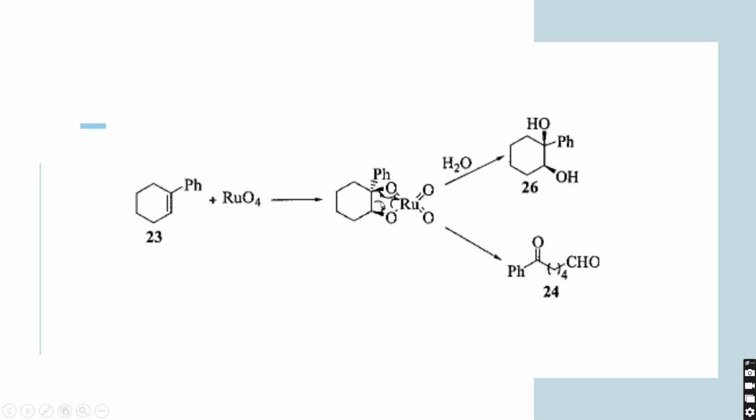Okay, on one side we are going to get this ketone because we have a phenyl substituent also here, but on the other side we have only one proton at this carbon, so that is going to give us this aldehyde.